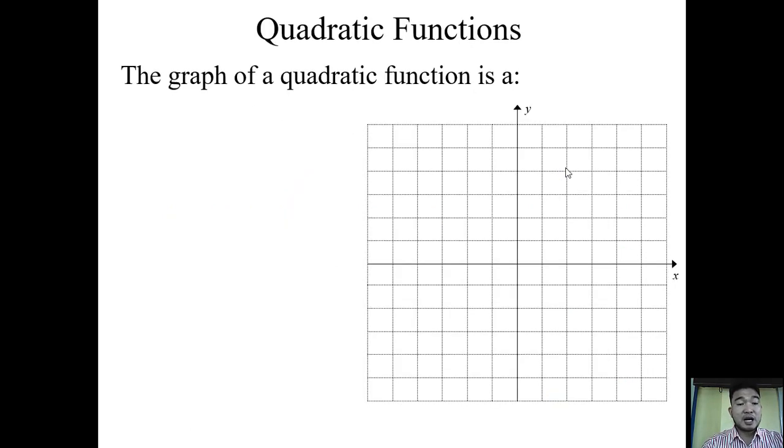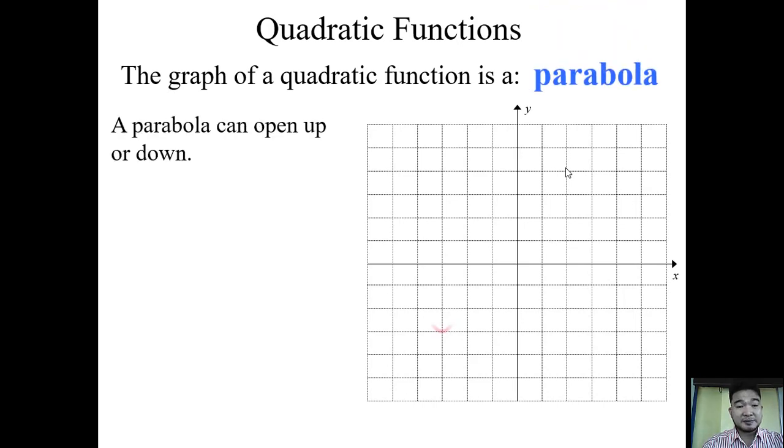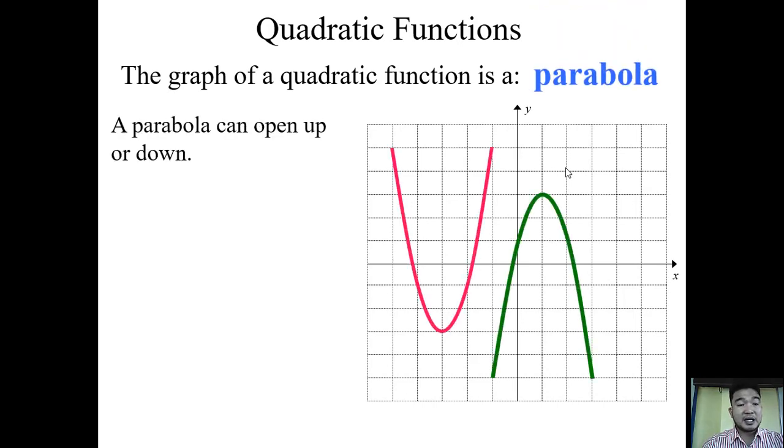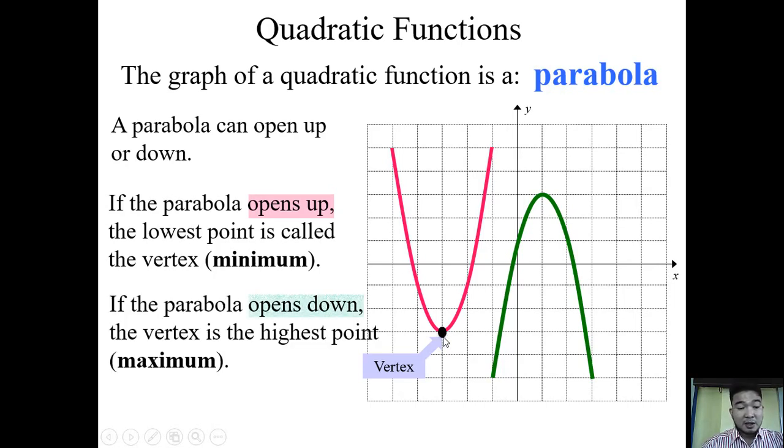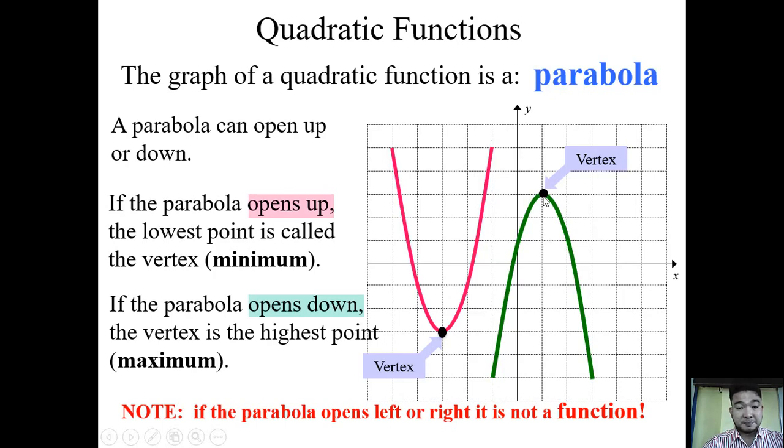Quadratic functions. The graph of a quadratic function is a parabola. A parabola can open up or down. If the parabola opens up, the lowest point is called the vertex. So this is the vertex, which is the minimum because it is in the lowest point. While if the parabola opens down, the vertex is at the highest point, which is the maximum.